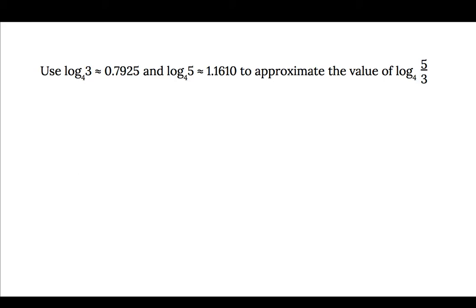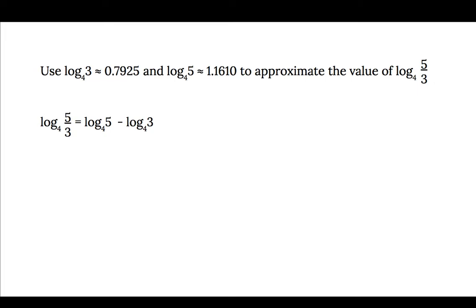Now we have log base 4 of 5 is approximately 1.1610, to approximate the value of log base 4 of 5/3. So I start with the problem. Since I have a quotient, I'm going to break this apart into a subtraction problem. So the top goes first: log base 4 of 5 minus log base 4 of 3.